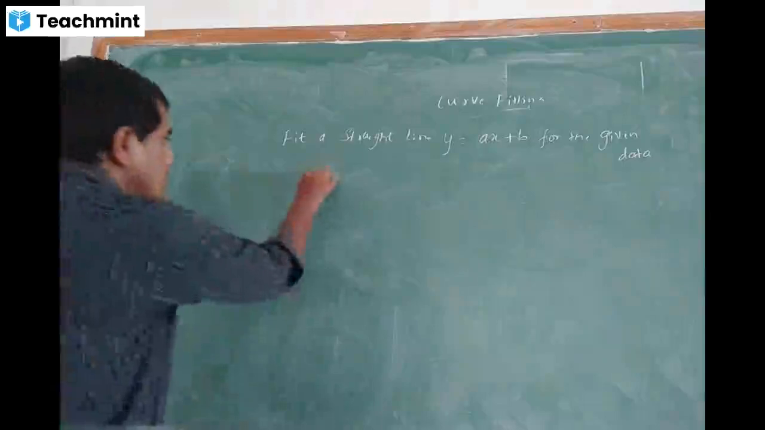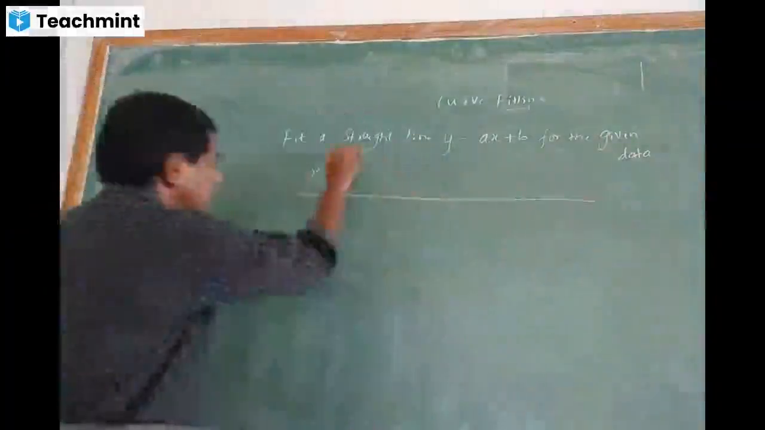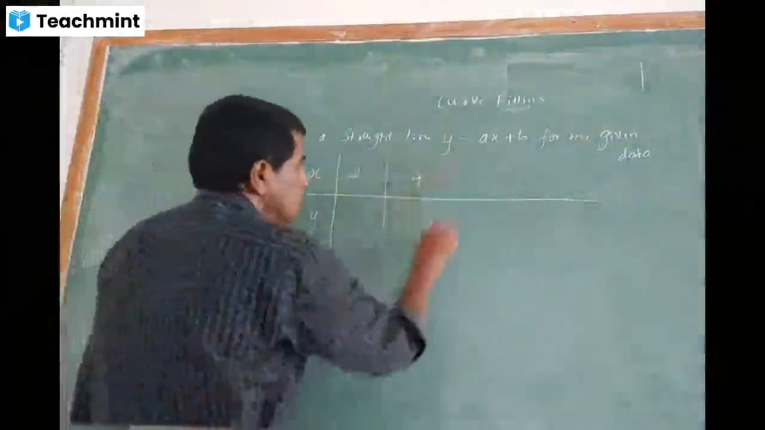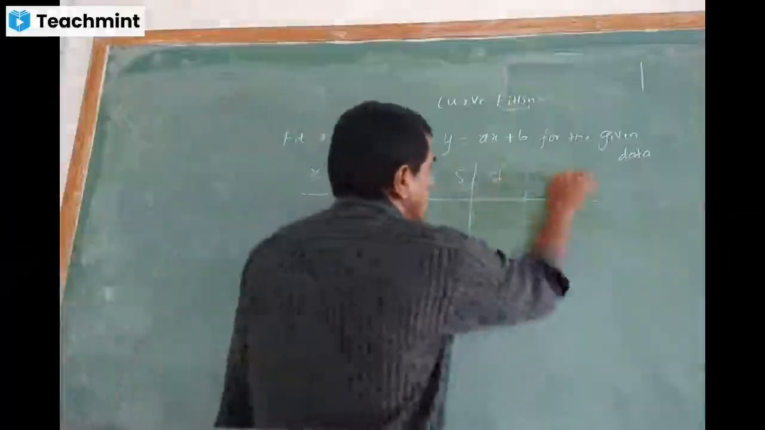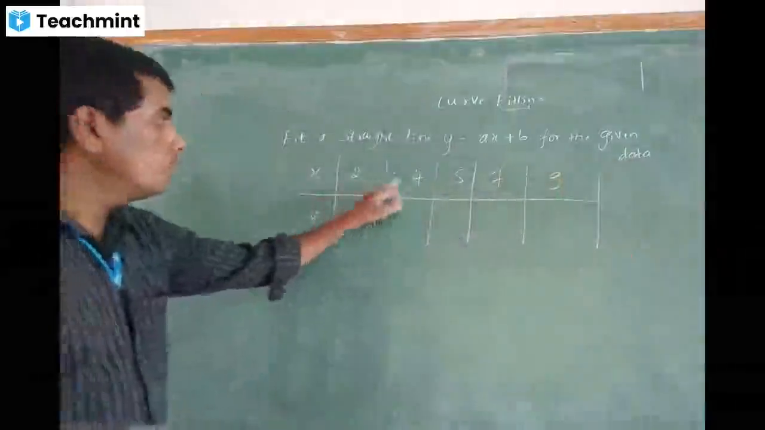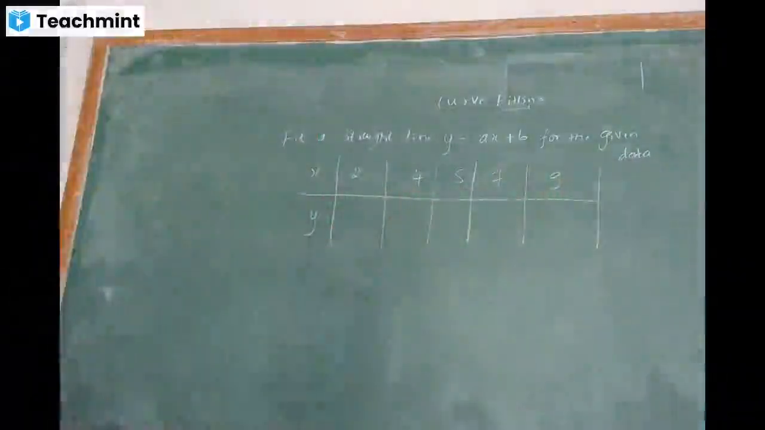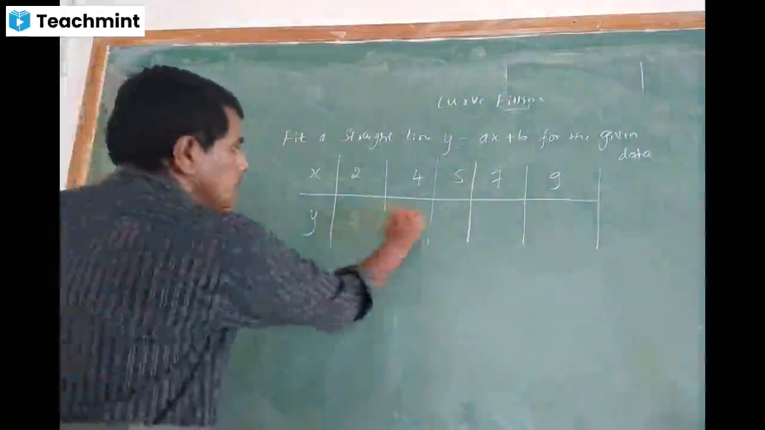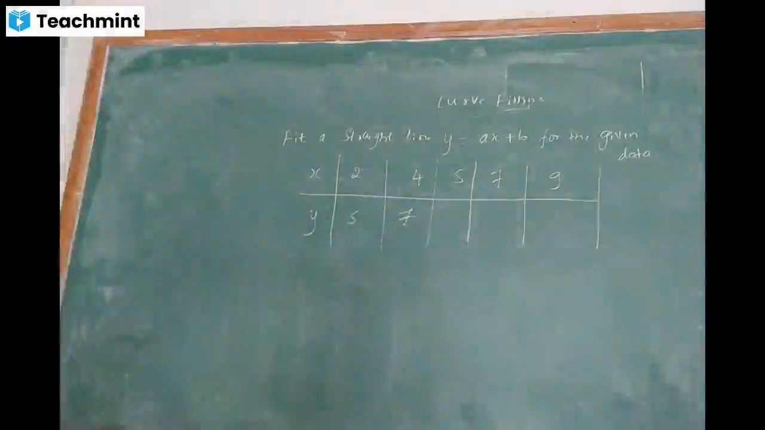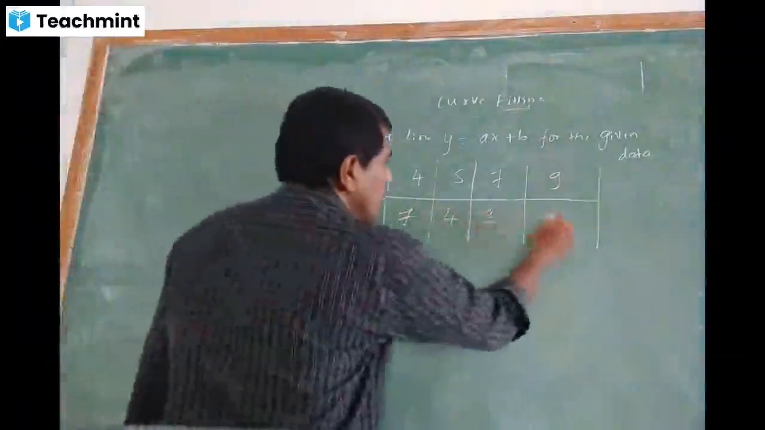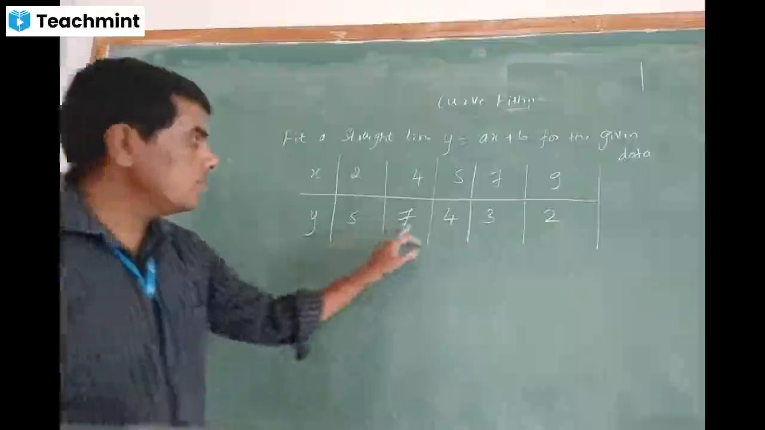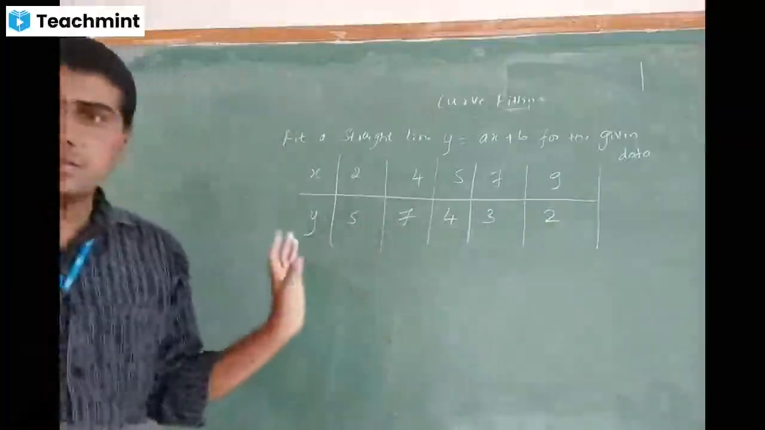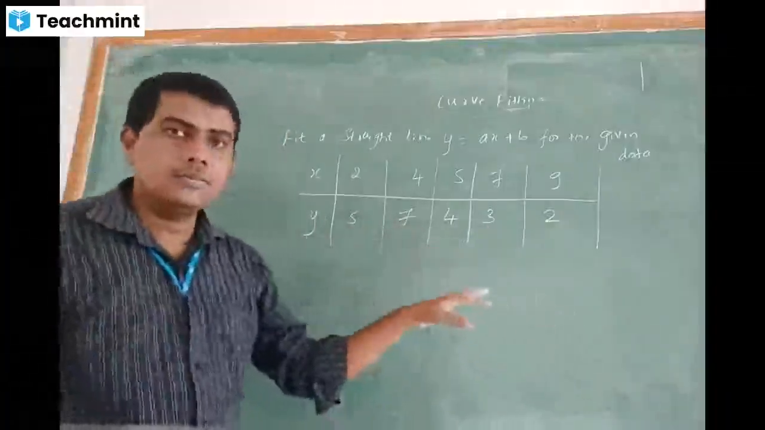Okay, one second. X values and y values. So the x values are 2, 4, 5, 7, 9, and the y values are 5, 7, 4, 3, 2. So just try to solve for the values.